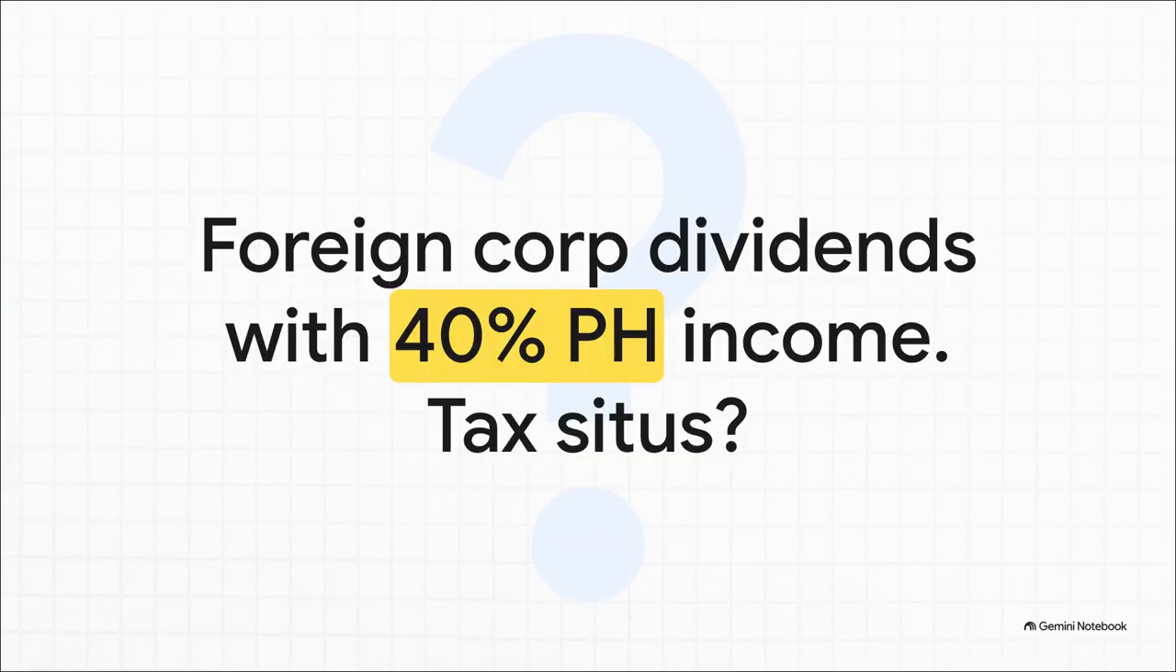Let's do one more active recall hook to test that 3-year retention we're building. Apply the predominance test you literally just learned. If a foreign corporation pays out dividends, but only 40% of its total gross income over the last 3 years was from the Philippines, what is the tax situs? Got your answer? The answer is entirely without, because 40% is less than our 50% threshold. If you nail that, your brain is absolutely building those long-term pathways right now.